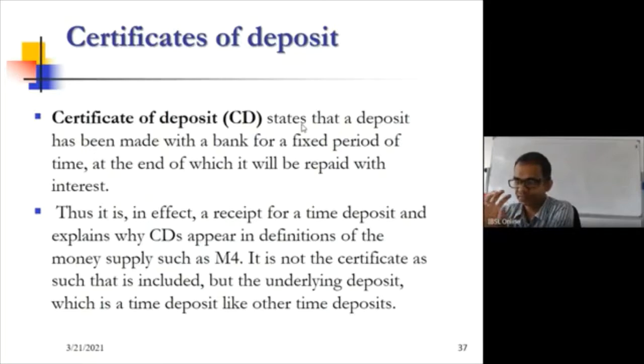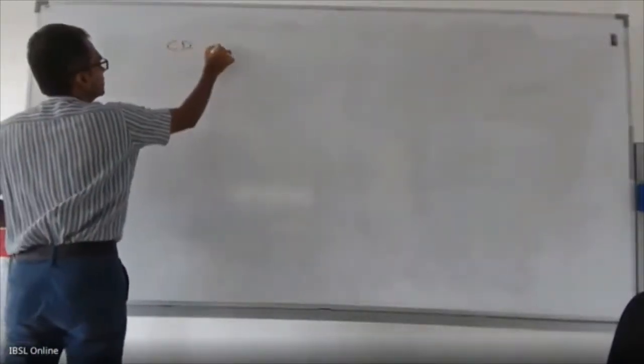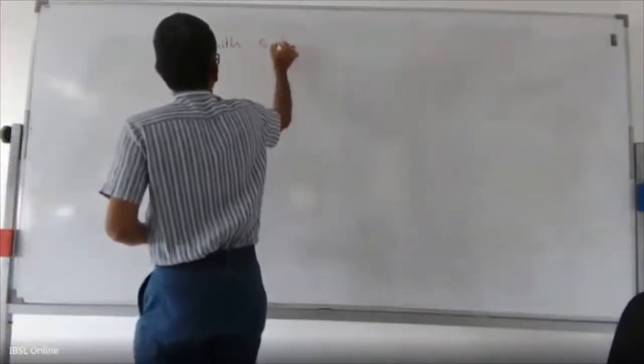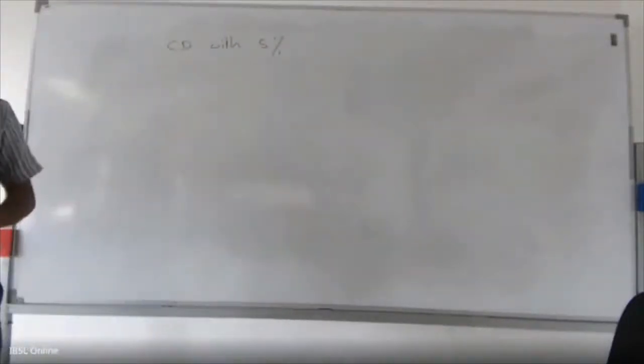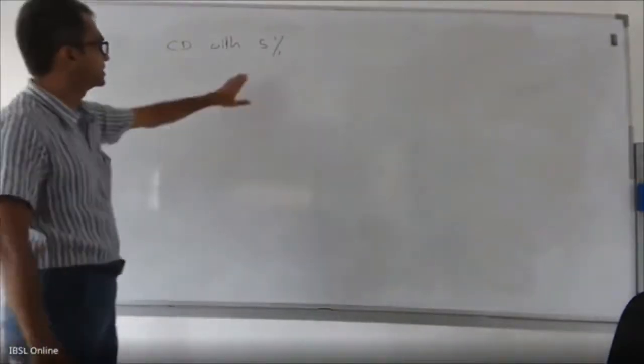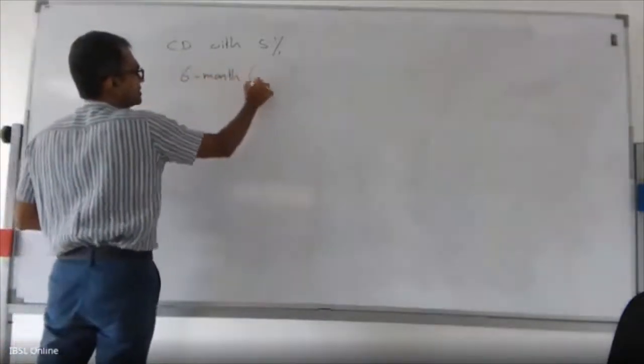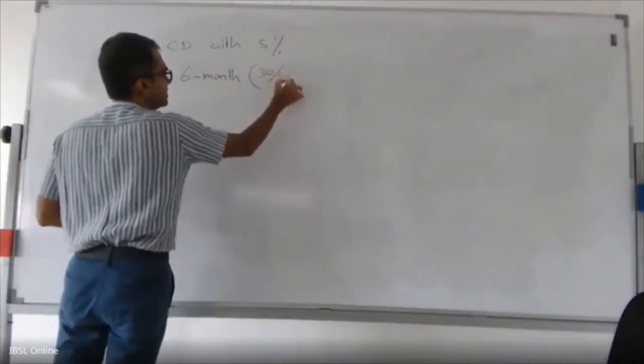Certificate of deposit. This is slightly different. Let me explain this. Now you can see the board. Assume you buy a certificate of deposit with a 5% interest rate. In a certificate of deposit, there's a quoted interest rate because it's an interest-bearing instrument. Assume the interest rate is 5% for 6 months, and for simplicity, we assume a 360-day count.